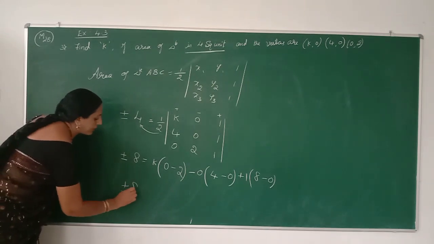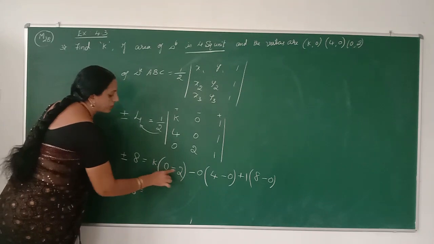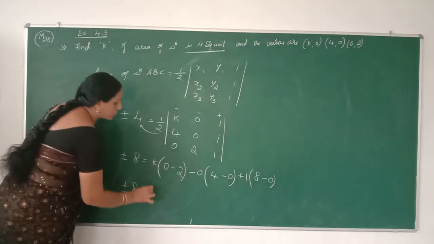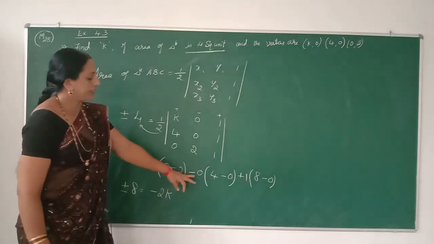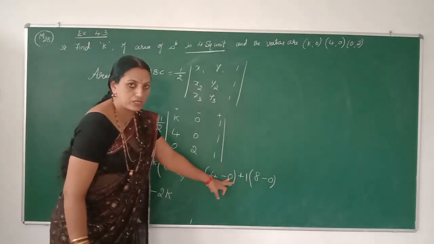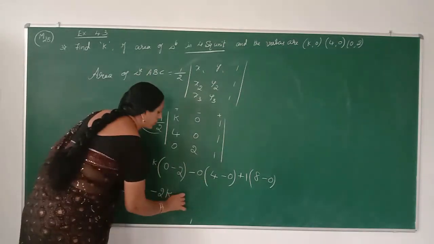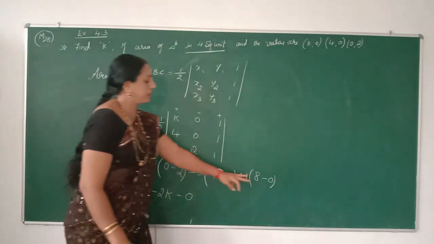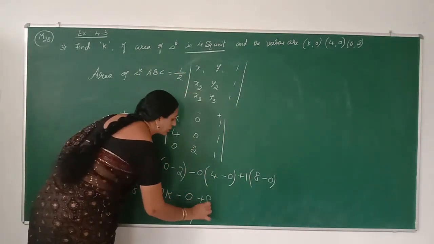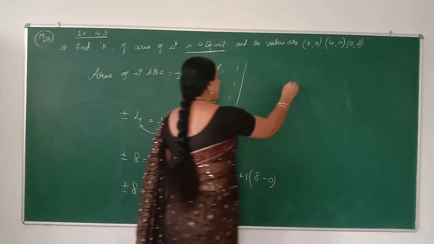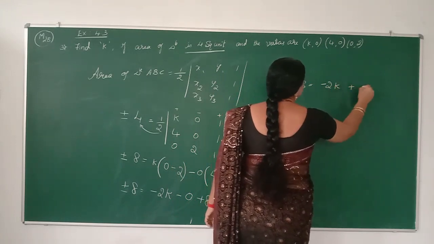Therefore, plus or minus 8 is equal to k of 0 minus 2, which is nothing but minus 2. Minus 2 into k is minus 2k. In the second element, 4 minus 0 is 4. 4 into 0, 0 into anything will be 0. And the third element, 8 minus 0 is 8. 8 into 1 is 8. Therefore, plus or minus 8 is equal to minus 2k plus 8.